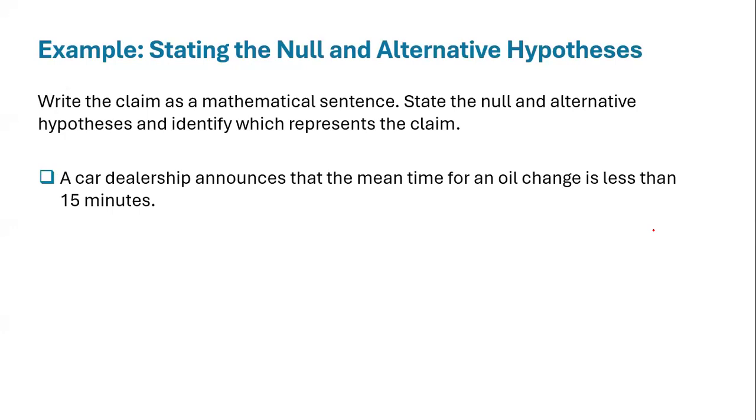Next example, it says a car dealership announces that the mean time for an oil change is less than 15 minutes. Okay, the mean time is less than 15. That's the claim. We show the mean by mu. Less than 15, that means mu is less than 15. That's the claim. Now the question is, after finding the claim, when we are writing the null and alternative hypothesis, where do I put the claim? Since the claim doesn't have the equal sign, we put it for the alternative.